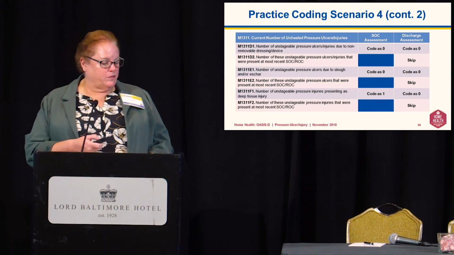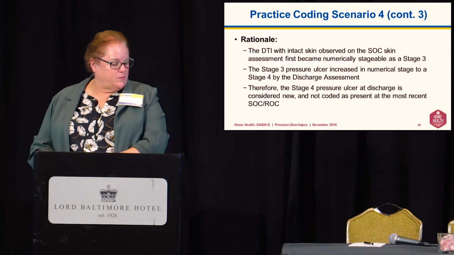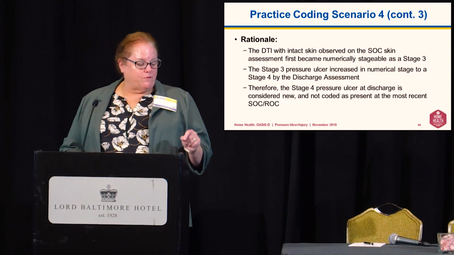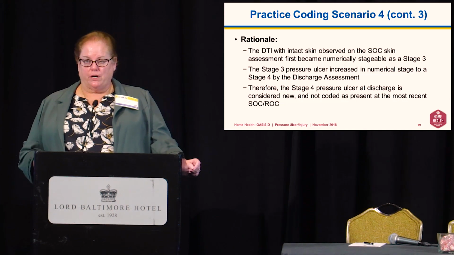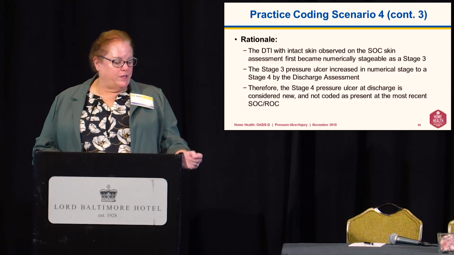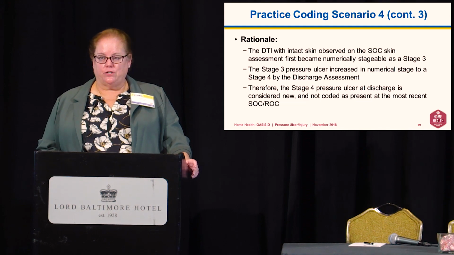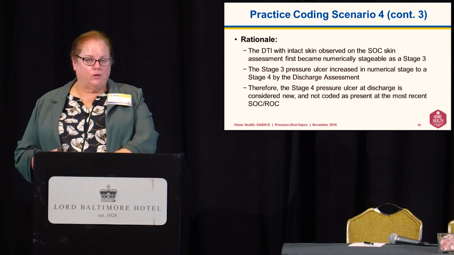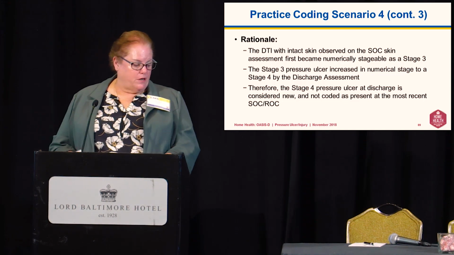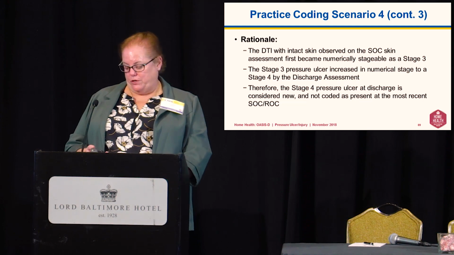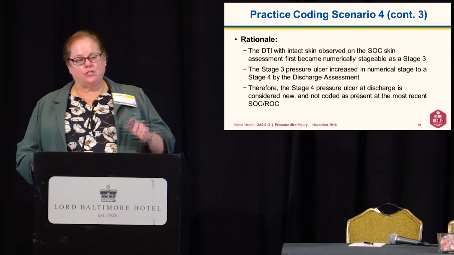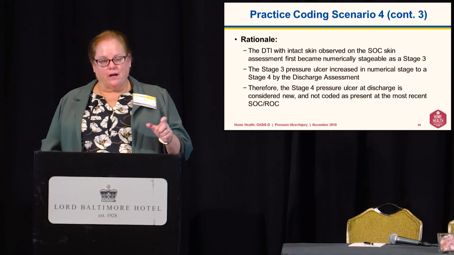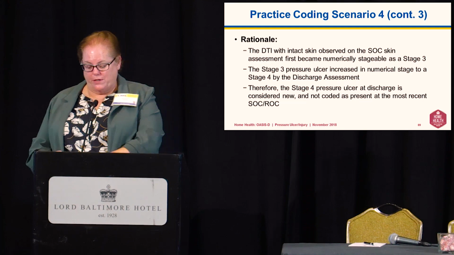So these are the coding scenarios. Let me just get to the rationale. So the deep tissue injury with intact skin observed on the start of care assessment then first became numerically staged as a stage 3. The stage 3 pressure ulcer increased in numeric stage to a stage 4 at the discharge assessment. Therefore, a stage 4 ulcer at discharge is considered new and not coded as present on the most recent start of care or resumption of care. Again, if it had stayed a stage 3, it would have been considered present at the start of care because it, in fact, was the first time that you could stage that.